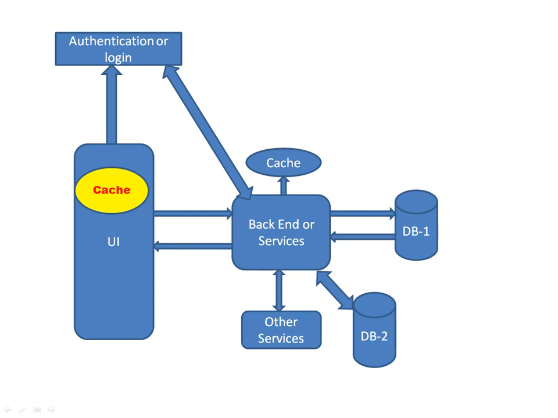So this is a simple example. You can draw this and explain each component easily. Coming to the UI, we can say we have used Angular as the UI framework, and we were using browser cache for caching purposes.